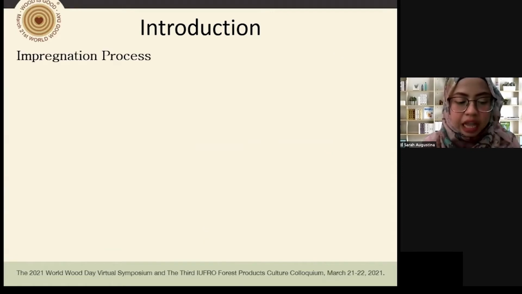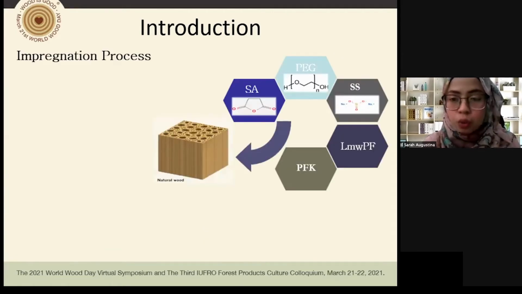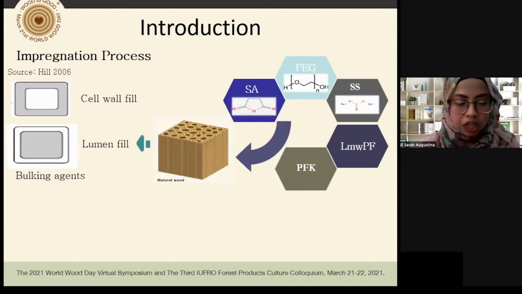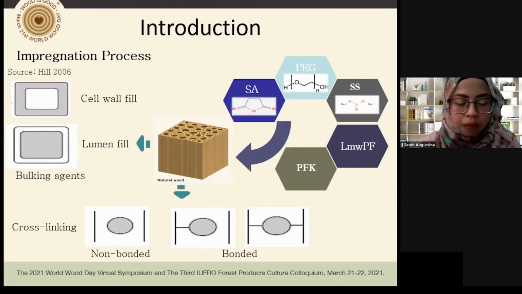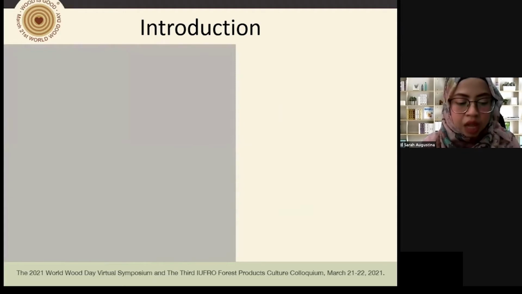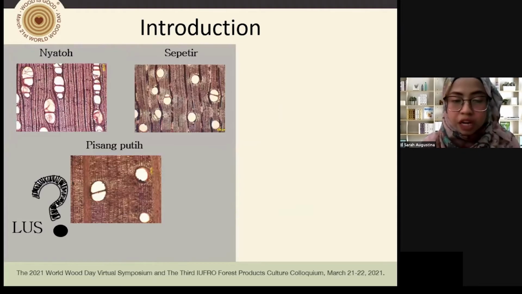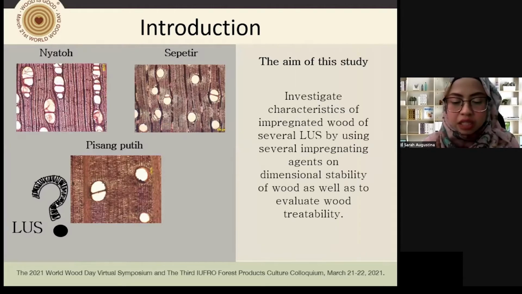This technique is done by adding some chemical into the wood cell, thus acting as a bulking agent, and even binding chemically to the cell wall through cross-linking. Previous studies showed that properties of impregnated woods are well improved. In Indonesia, studies related to impregnation process that focus on lesser-known woods are still limited. Therefore, the aim of this study was to investigate characteristics of lesser-known impregnated woods by using several impregnating agents on their dimensional stability and wood traceability.